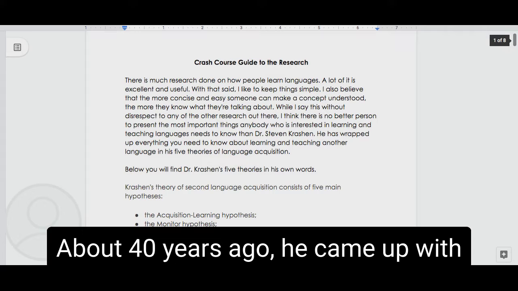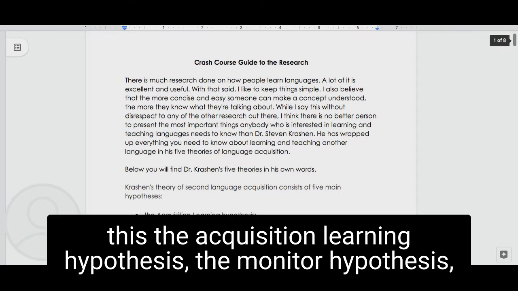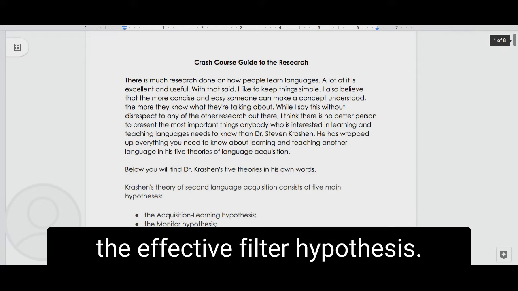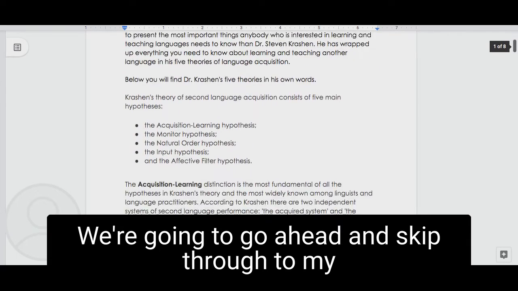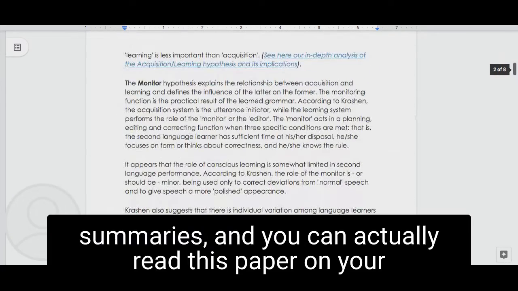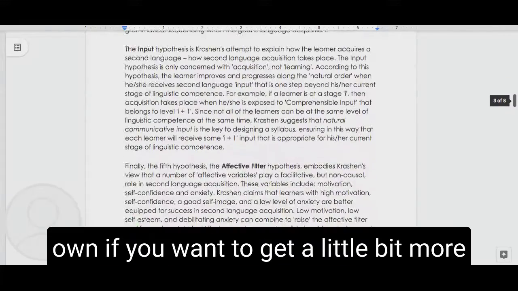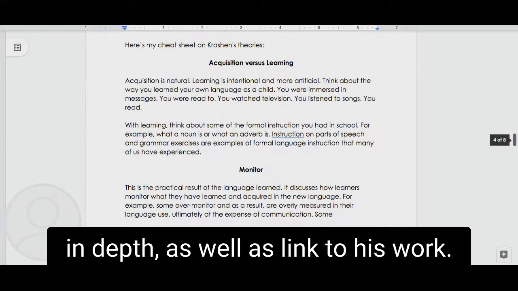About 40 years ago, he came up with 5 theories of language acquisition, and they are this: the acquisition learning hypothesis, the monitor hypothesis, the natural order hypothesis, the input hypothesis, and the affective filter hypothesis. We're going to go ahead and skip through to my summaries, and you can actually read this paper on your own if you want to get a little bit more in depth, as well as link to his work.